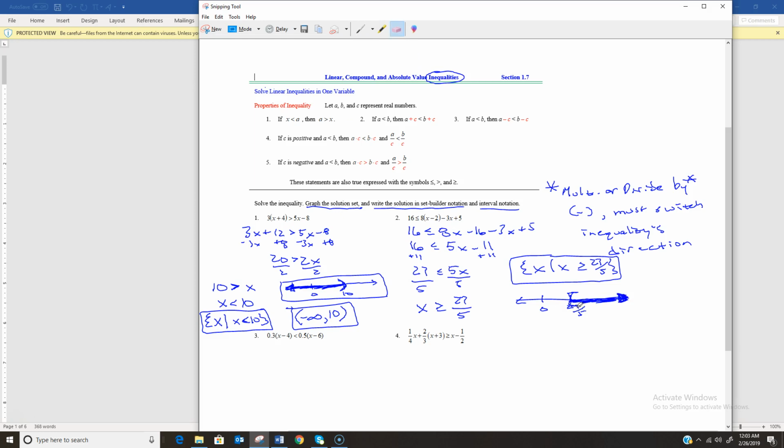Let me fix my 27 fifths here so that you can read it a little better. So again, this starts at 27 fifths. And then if I go to my interval notation, it's going to start at 27 fifths, including it, so a hard bracket, and continue to infinity. So those are the three things that we need.